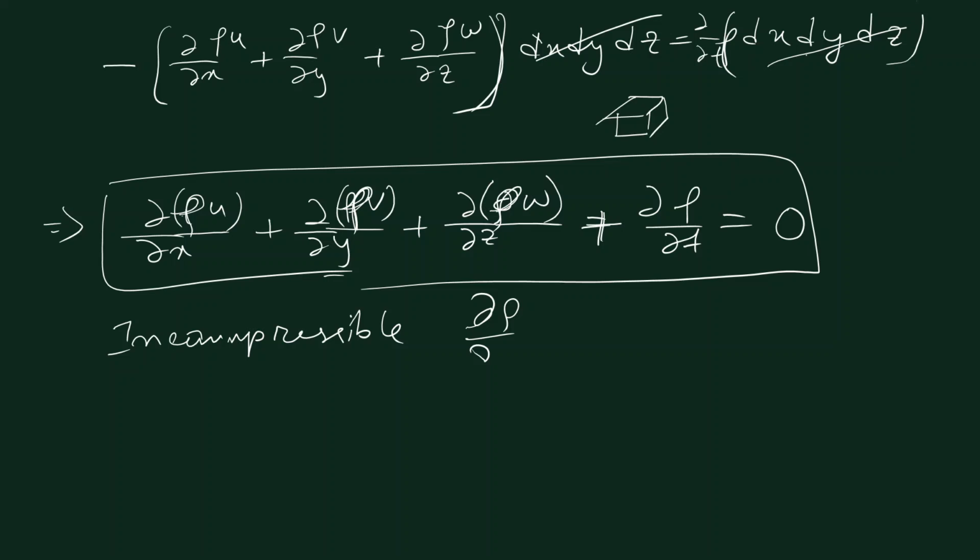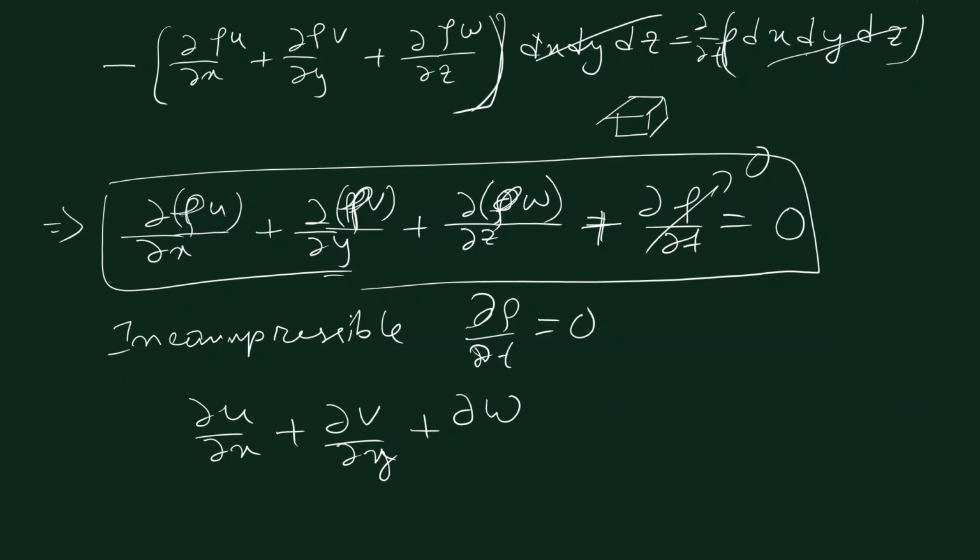In this case, we can simplify this whole equation to del u by del x plus del v by del y plus del w by del z equal to 0. So this is the continuity equation for incompressible fluids, and this by default becomes the equation for steady flow as well.